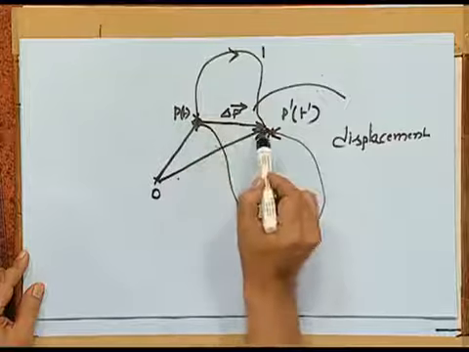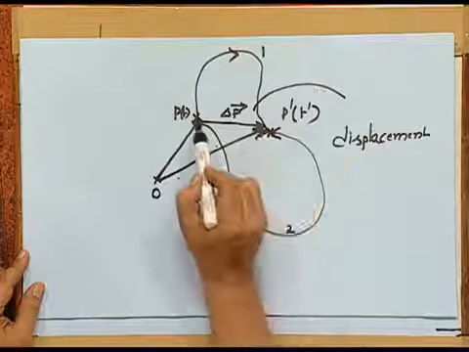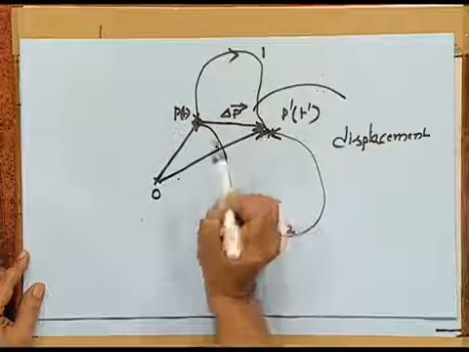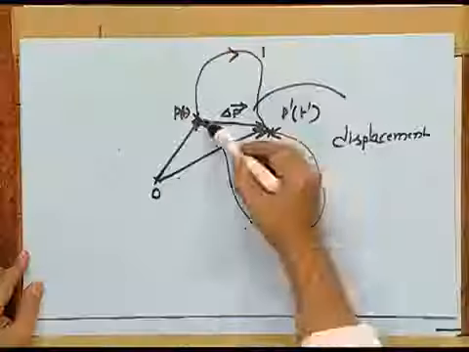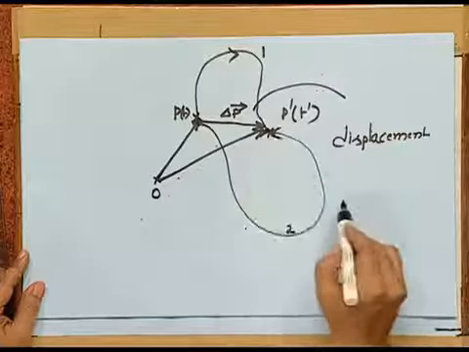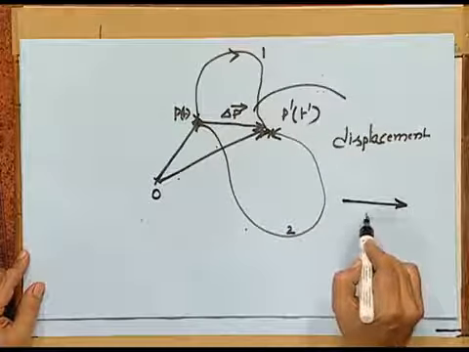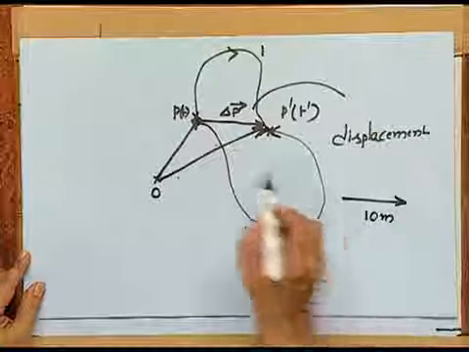When we say displacement, we will consider only the beginning point and the ending point, and join the line from the beginning to the ending and then mark an arrow there. We call this the displacement vector. That has nothing to do with the path. For example, if the displacement vector, let us say P P dash, is 10 meters in a certain direction.